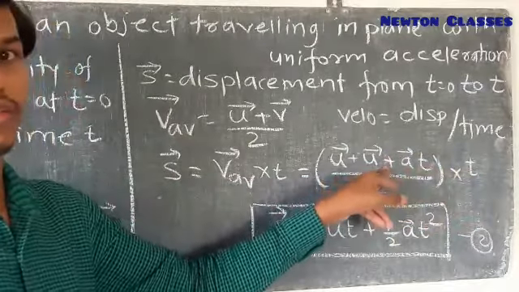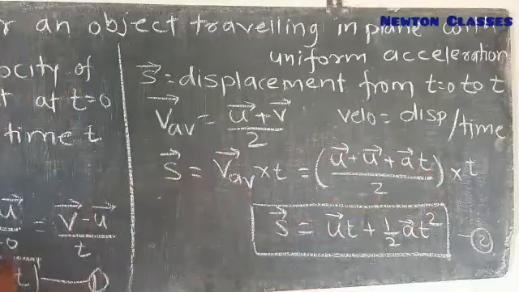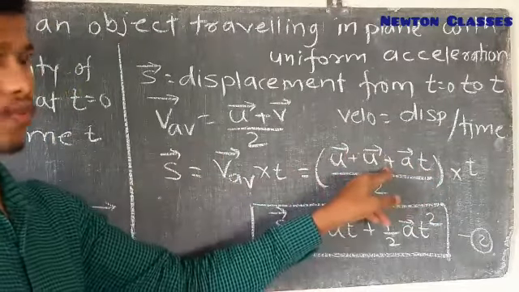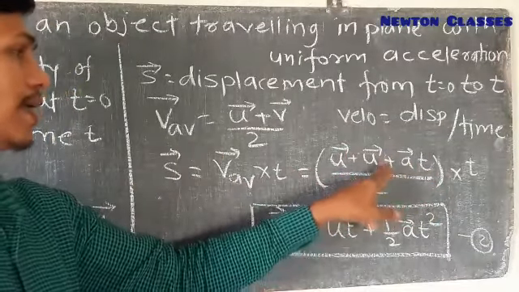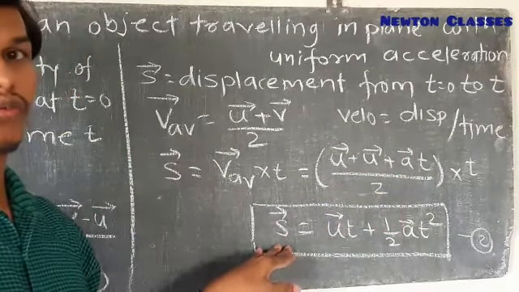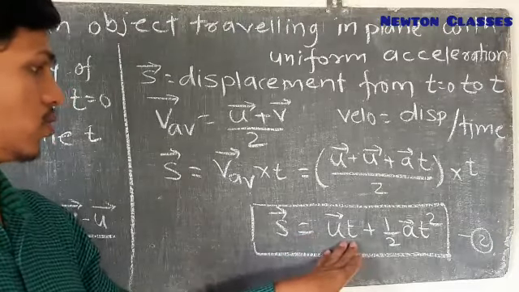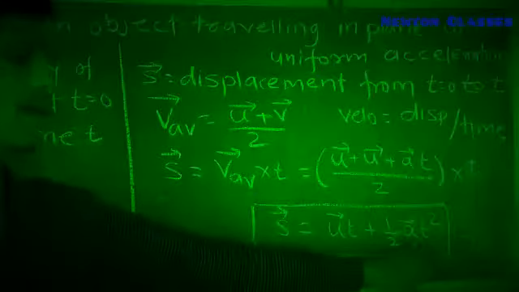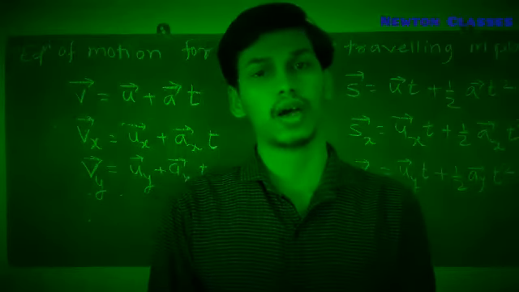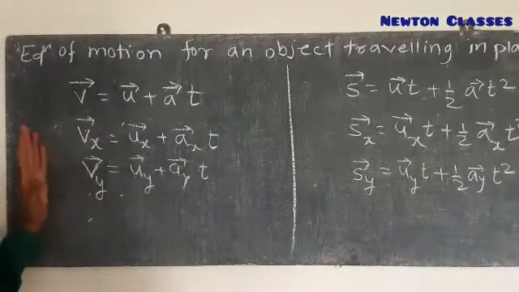v bar can be substituted as u bar plus a bar t, which we have obtained in first equation of motion. Now by calculating this, we will obtain second equation of motion for motion in plane, which is equal to s bar is equal to u bar t plus half a bar t square. Now these two equations can be resolved into two components.